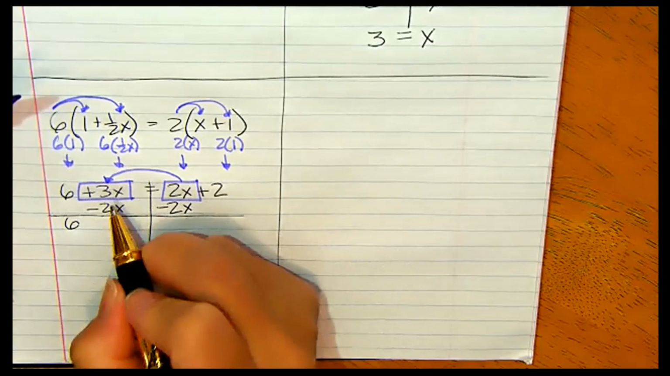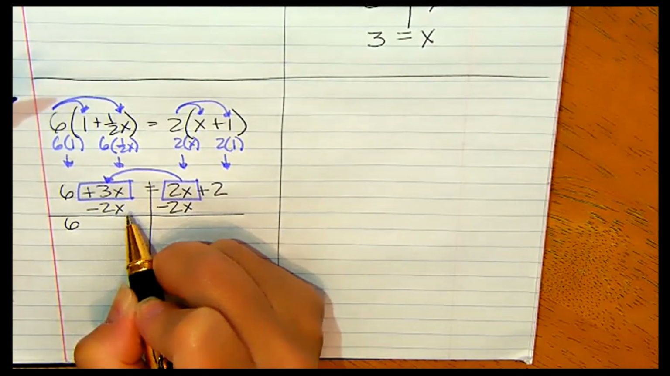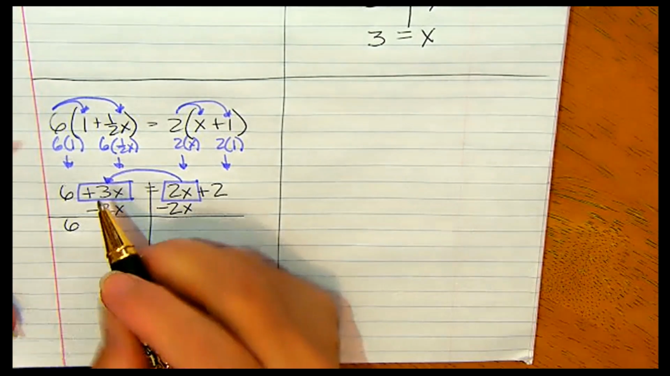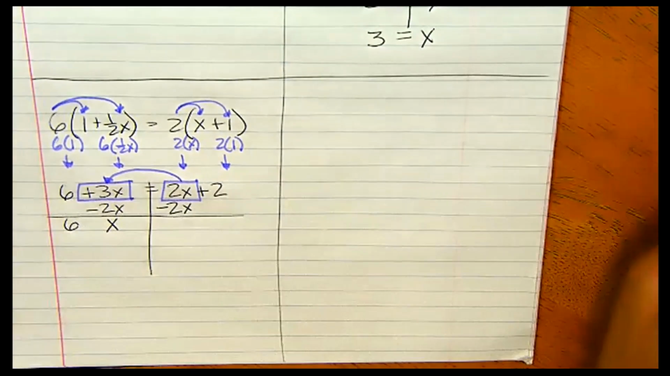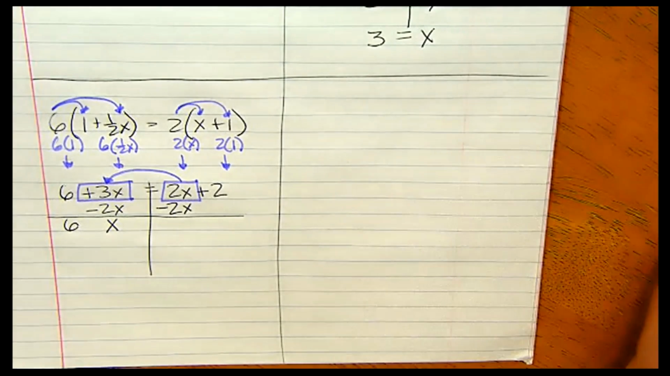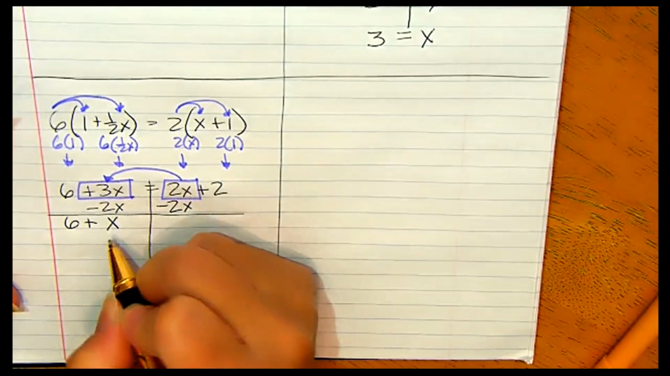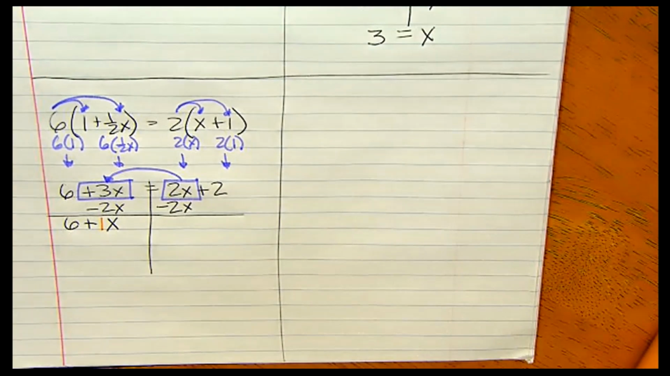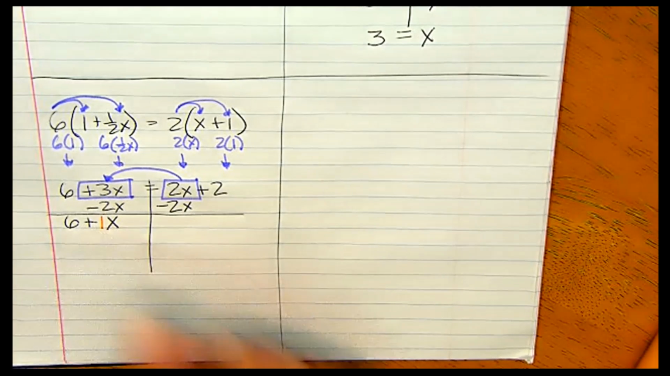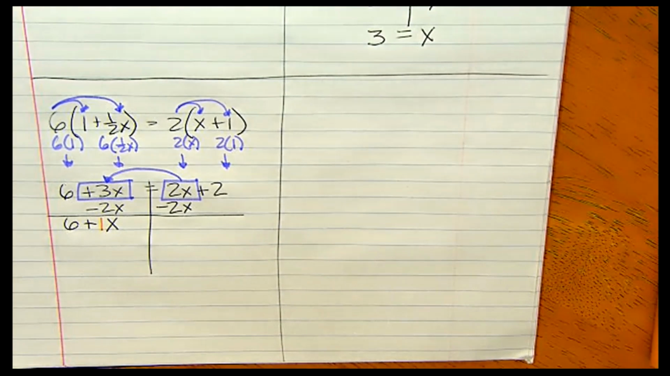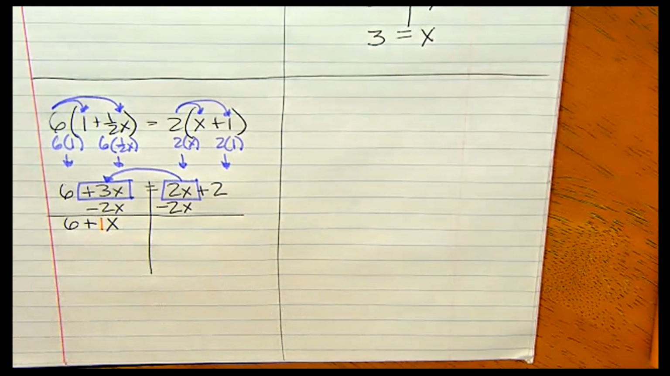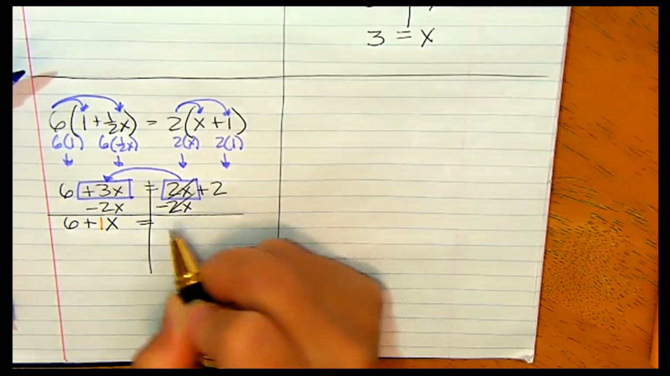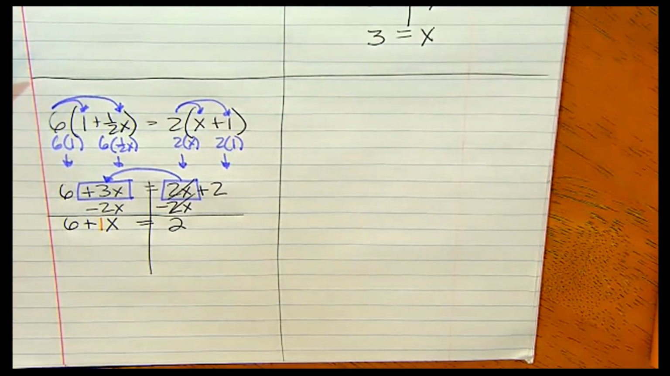So 6 comes down, 3x minus 2x. Okay, I'm going to subtract and keep the sign of my largest number. So that's going to be positive x. And remember, this 1 is implied. We don't typically write this 1 because 1 times x is x. So this 1 is implied. Equals, these guys cancel, everything else comes down.